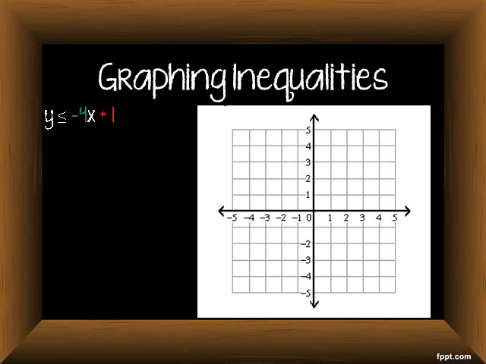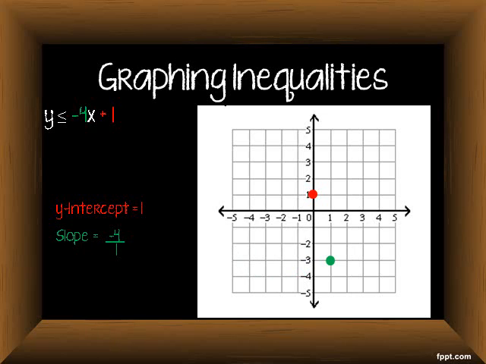Write down the inequality y is less than or equal to negative 4x plus 1. What we're going to do here is graph it just as if it were an equation in slope-intercept form. It's an inequality in slope-intercept form. We can still see that the y-intercept is 1. So we can still plot the point 0, 1 on the graph due to the y-intercept being 1.